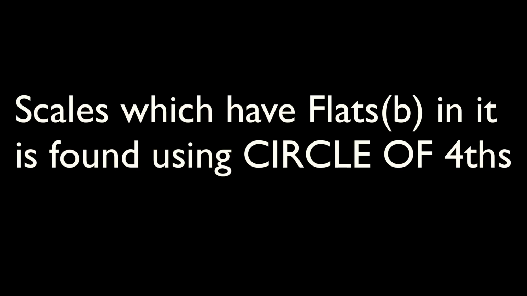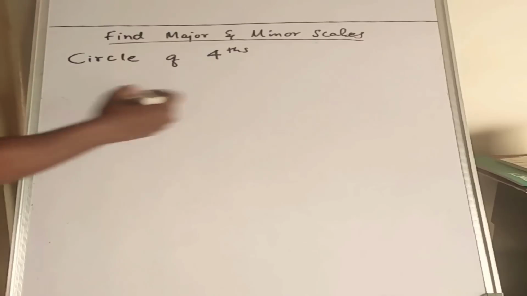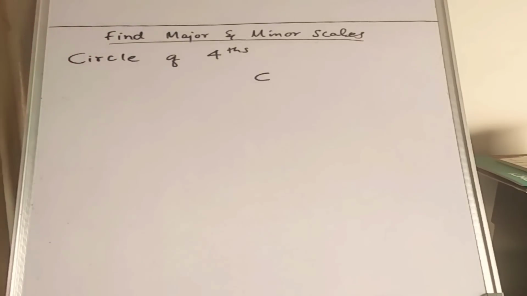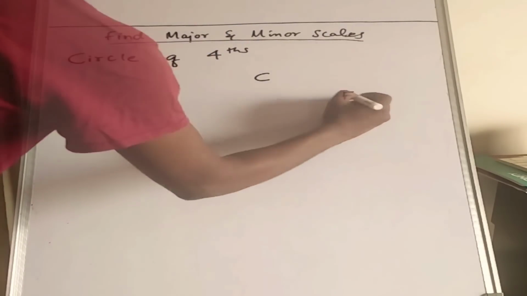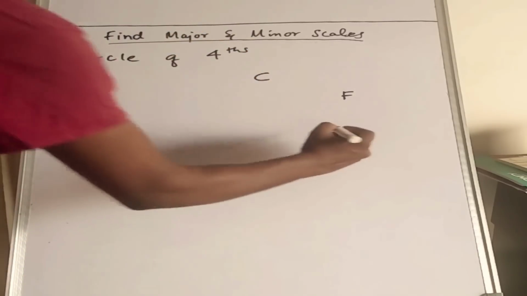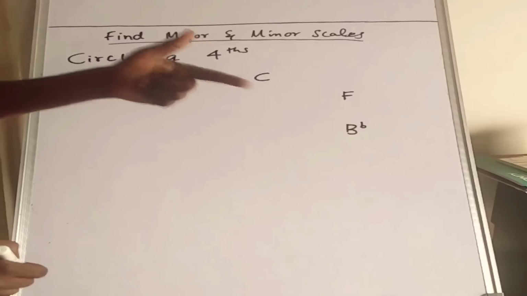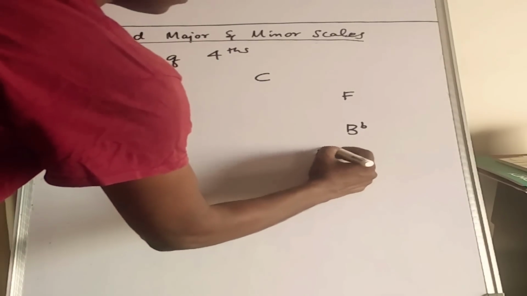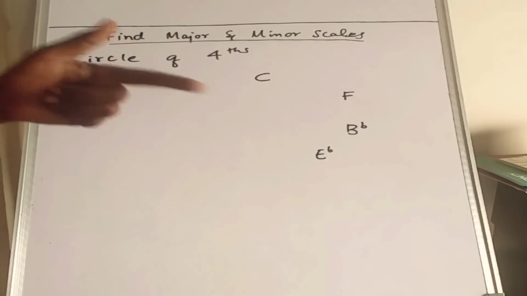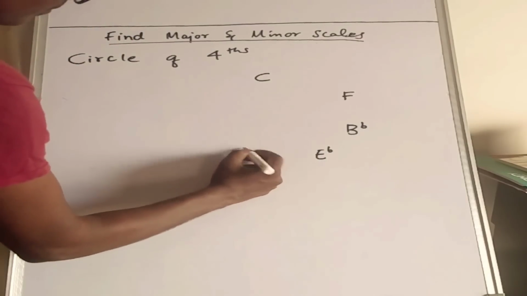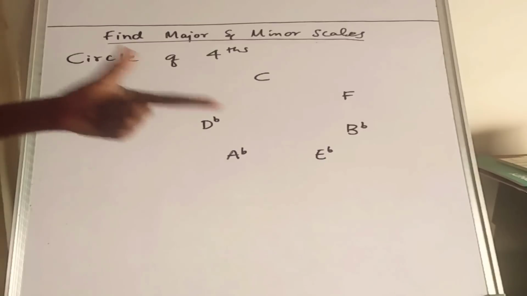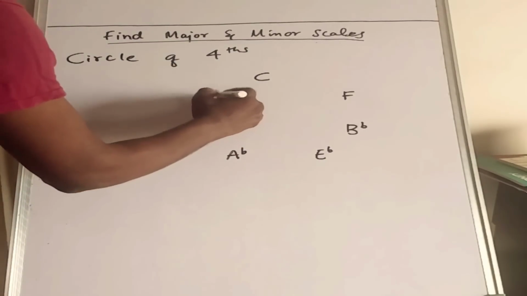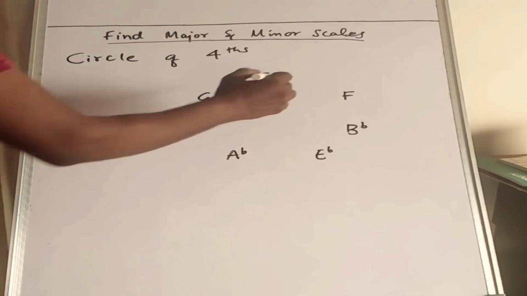And next we're going to find out scales which have flats in them. To do that, we're going to be using the circle of fourths. From C, let's count 4. C, D, E, F. F, G, A, B. That's a B flat. B, C, D, E. That's an E flat. E, F, G, A. That's an A flat. A, B, C, D. That's a D flat. D, E, F, G. That's a G flat. G, A, B, C. Coming back to C.